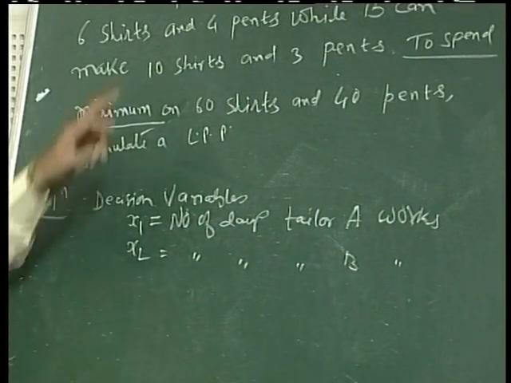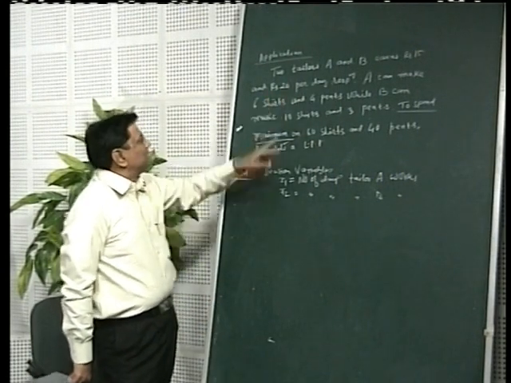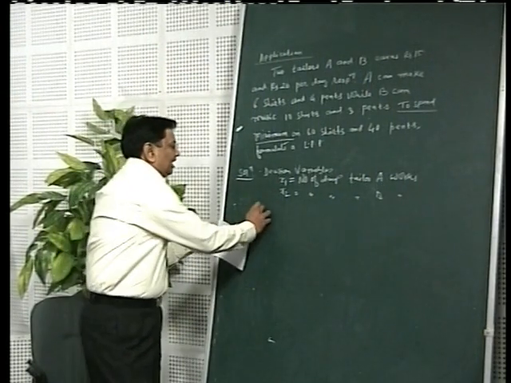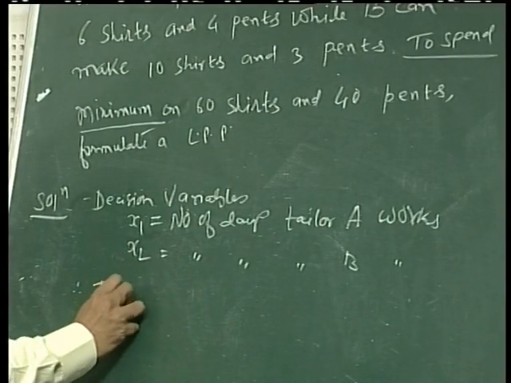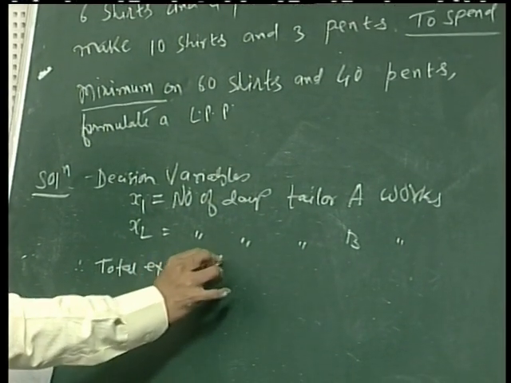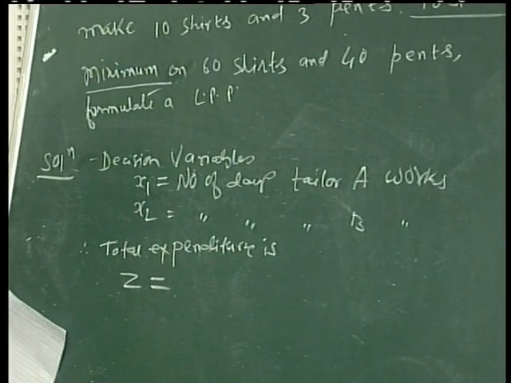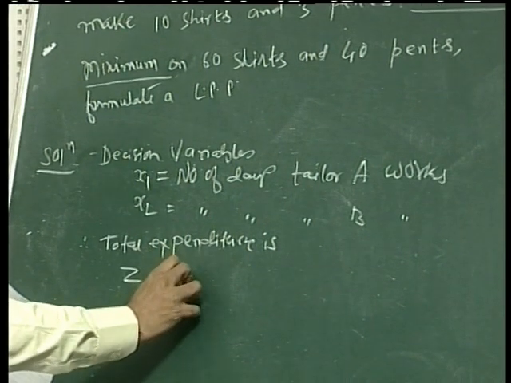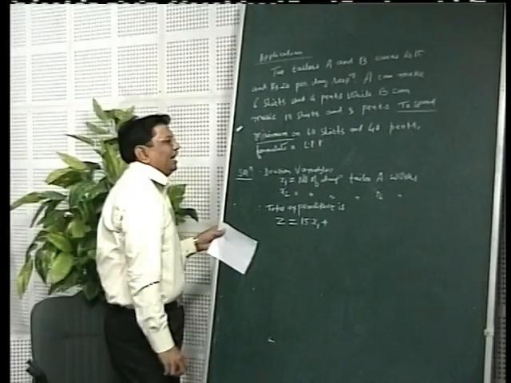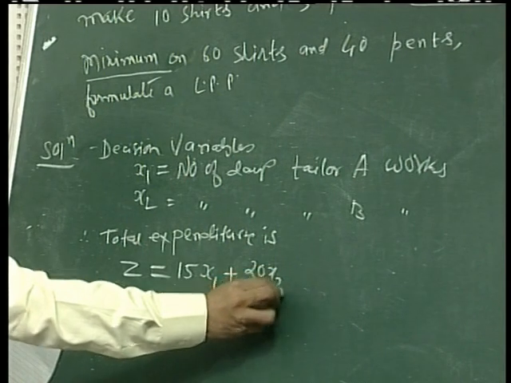Now the earning of tailor A is the expenditure of the opposite party. So A earns rupees 15 per day and is working for x1 days, and therefore total expenditure is Z equal to 15 x1 plus, B gets rupees 20 and is working x2 days.